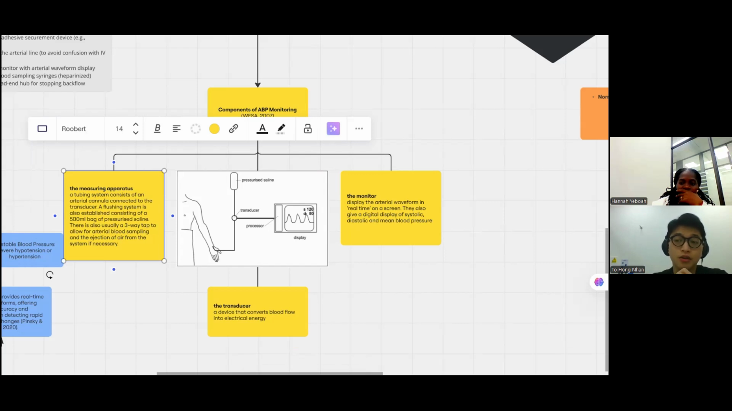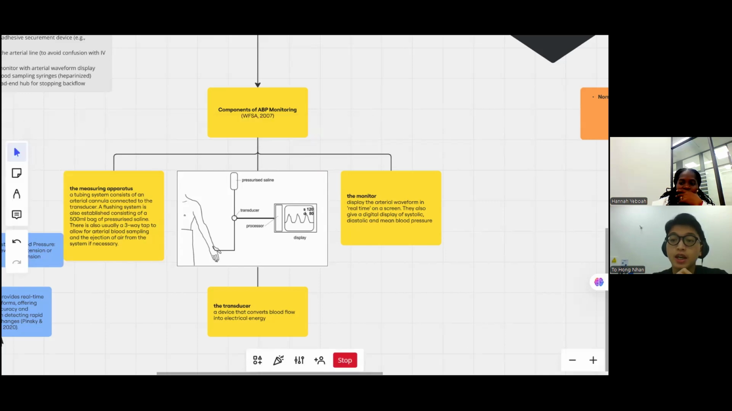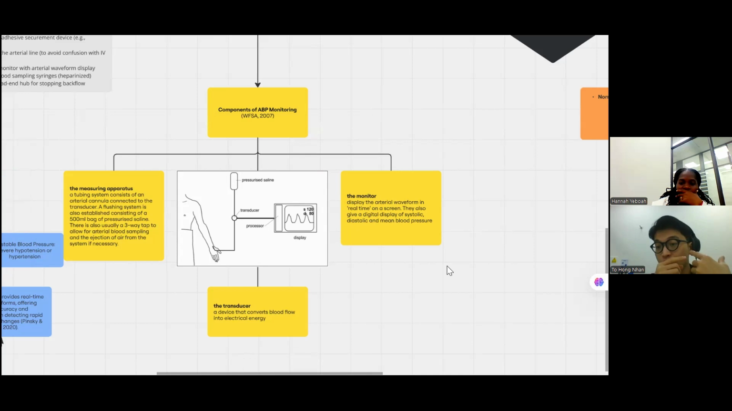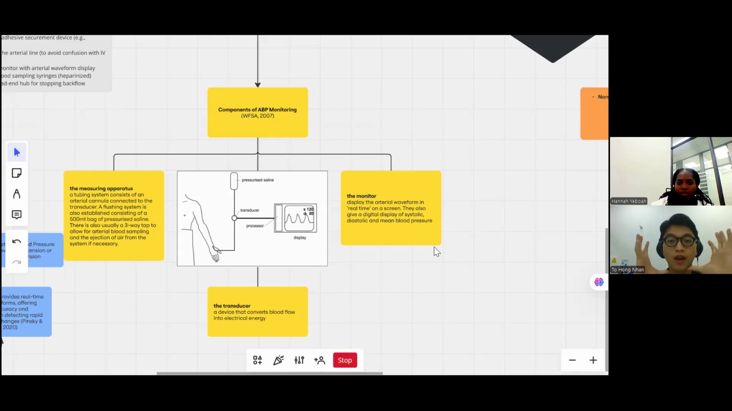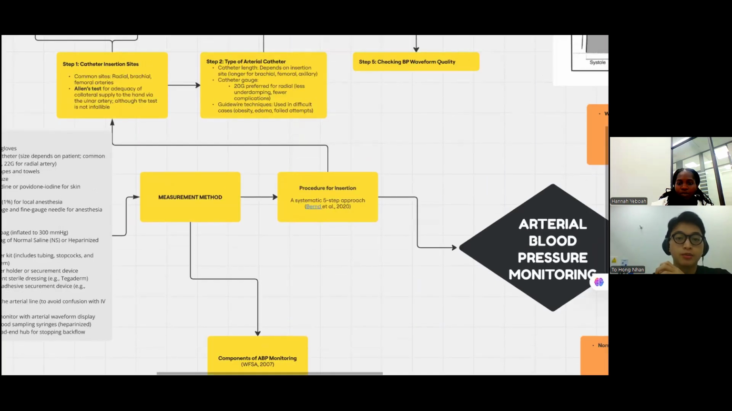The second one is also very important. The transducer is any device that converts the blood flow into electrical energy. And how this electrical energy will be presented is through the monitor. The monitor displays the electrical impulses on a screen in real time. And it also gives a digital display of systolic, diastolic, and also mean blood pressures. So with all of that understanding of how the system works in simple terms, let's go on to the procedures.